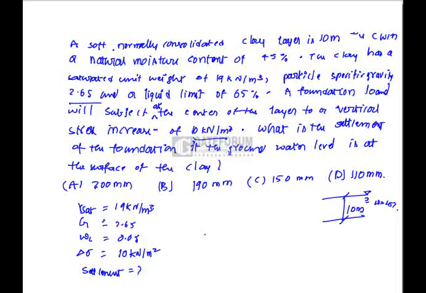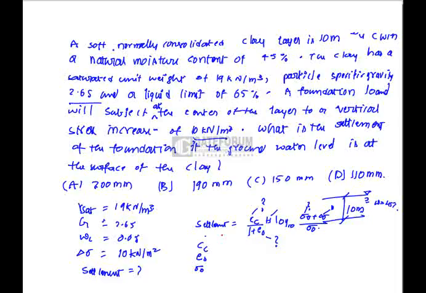We know the settlement for a normally consolidated clay. Settlement is equal to Cc by 1 plus e naught into H log base 10 of sigma naught plus delta sigma by sigma naught. So the only factor that we know is H, 10 meters. We have to find out e naught. Cc we have to find out from the given data. Delta sigma is given, 10. We have to find out sigma naught at the center. So unknown parameters are Cc, e naught, sigma naught.